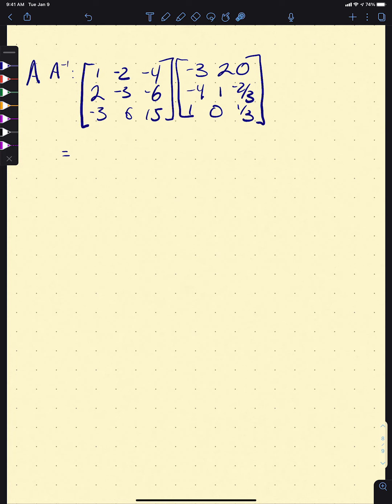Remember, that's taking the inner product of this row and this column for this entry, right? You have to go one at a time. So when we take these inner products, looks like we're going to have -3 plus 8 for a total of 5, minus 4 for a 1, right? For this entry here, we're going to take the inner product of this row and this column. So it looks like we're going to have 2 minus 2 plus 0 for 0.